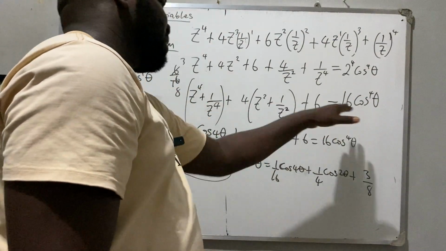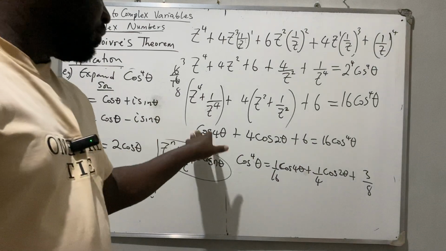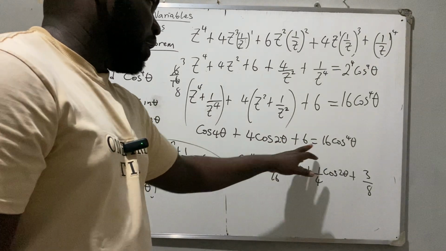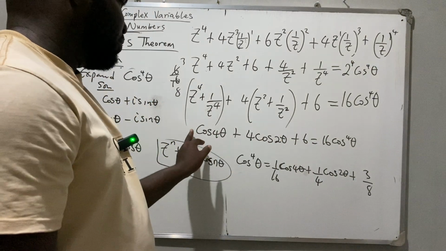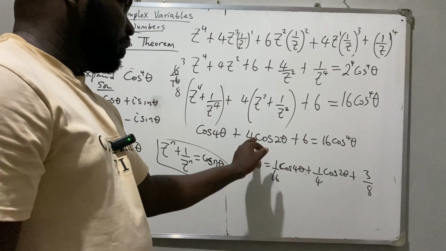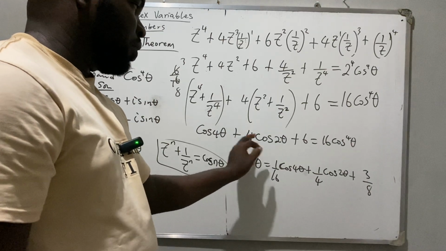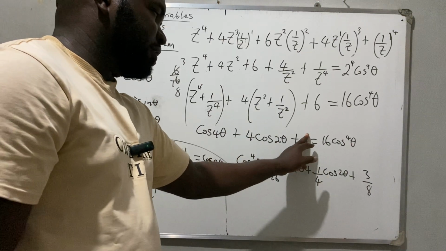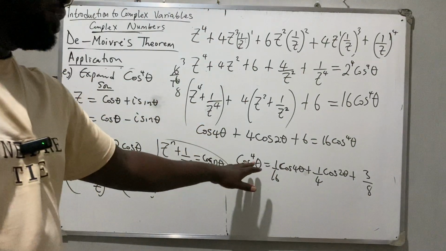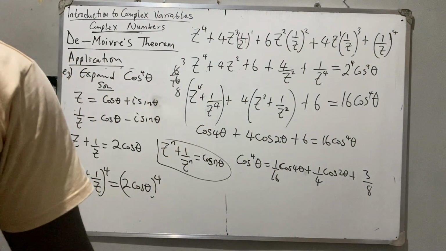So you see that what I did was just that cos 4. I divided everybody by 16 after changing this to this, and I divided everywhere by 16. So this one will be 1 over 16, this one will be 4 over 16, setting as 1 over 4, 6 over 16, setting as 3 over 8. So you see that the expansion of this is giving us this.